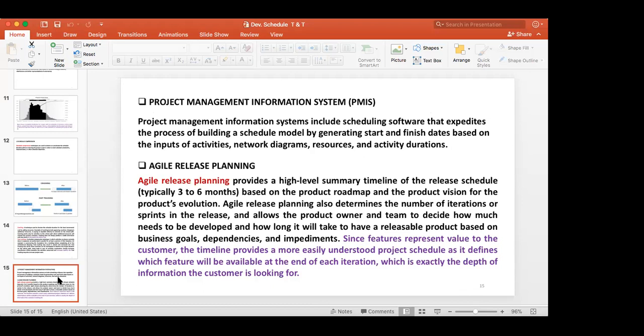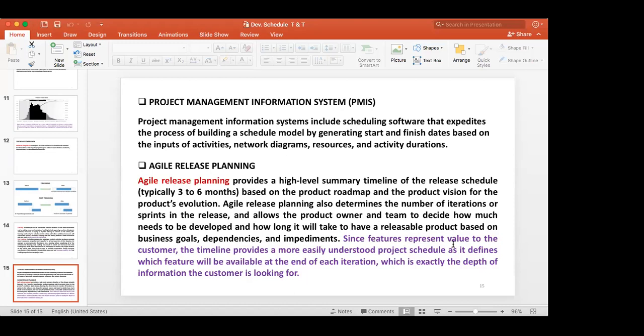Then the other one is release planning. Release planning provides a high-level summary timeline of the release schedule, typically 3 to 6 months. In agile release planning, or iterative planning, in the first 6 months you do the plan, your schedule. Then with this experience, agile release planning also determines the number of iterations, or sprints, over the release and allows the product owner and team to decide how much needs to be developed and how long it will take to have a releasable product based on the business goals.